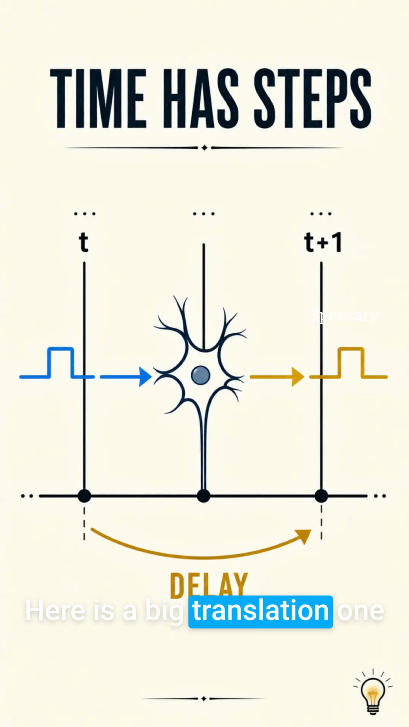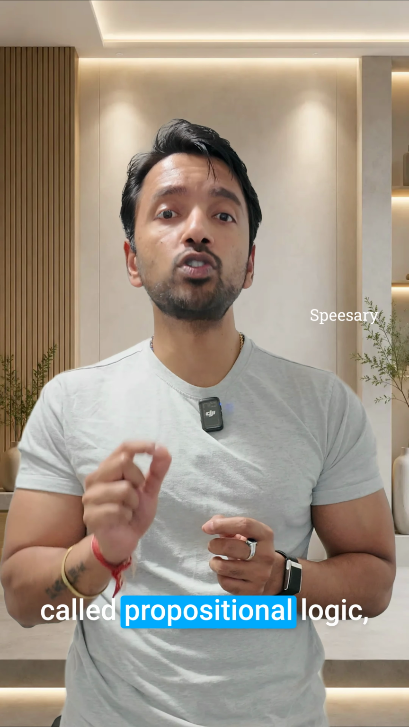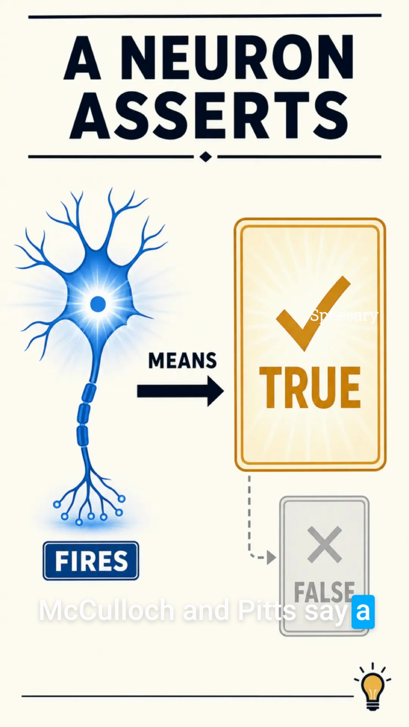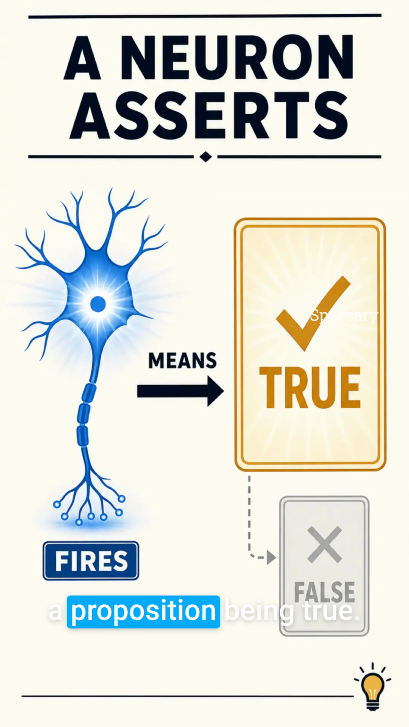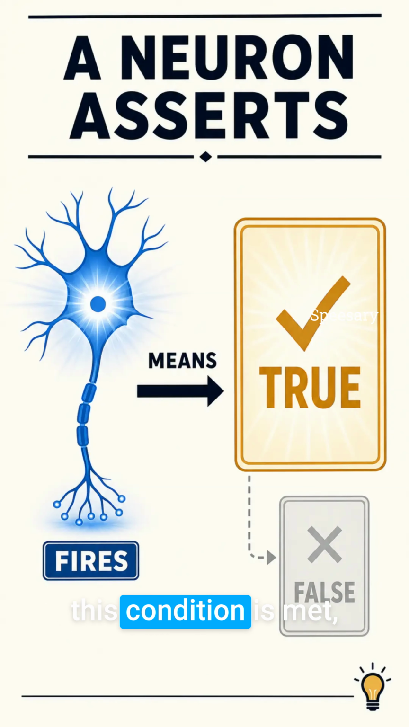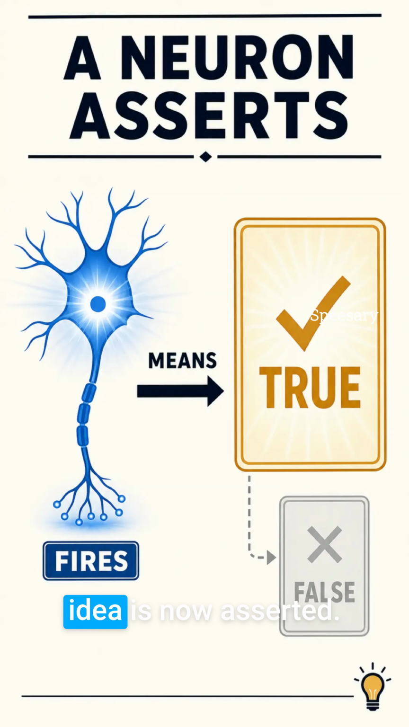Here is a big translation one should understand, which is called propositional logic. It is true or false reasoning. McCulloch and Pitts say a neuron firing can stand for a proposition being true. The statement might be this stimulus occurred, this condition is met, or this downstream idea is now asserted. The paper called this a specific correspondence to the calculus.